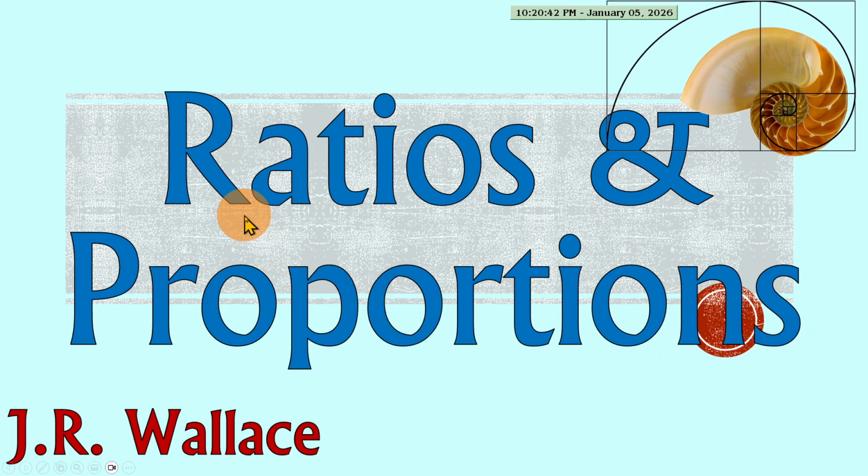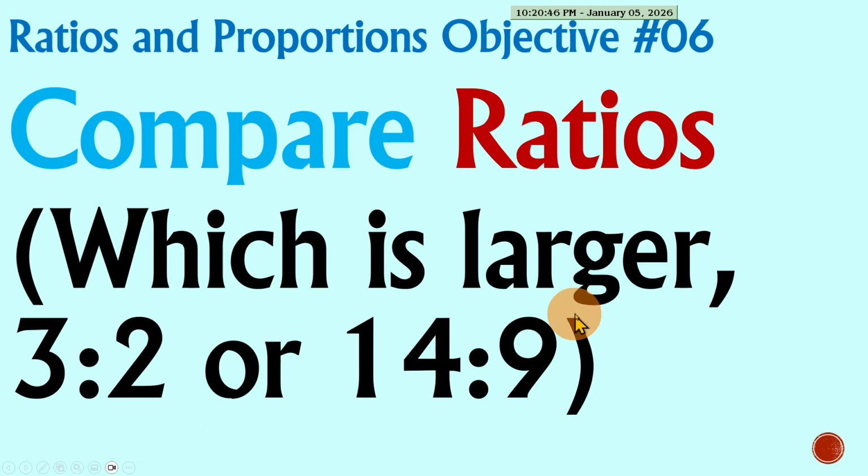So we continue with our topic, ratios and proportions. We are now on objective number 6, and that objective is to compare ratios. The question is asked, which is larger? This will also suggest that the question may be which is smaller. You have to answer based on what is actually on the exam.